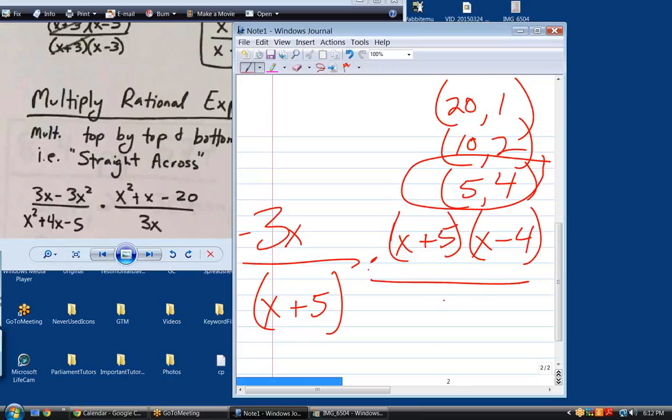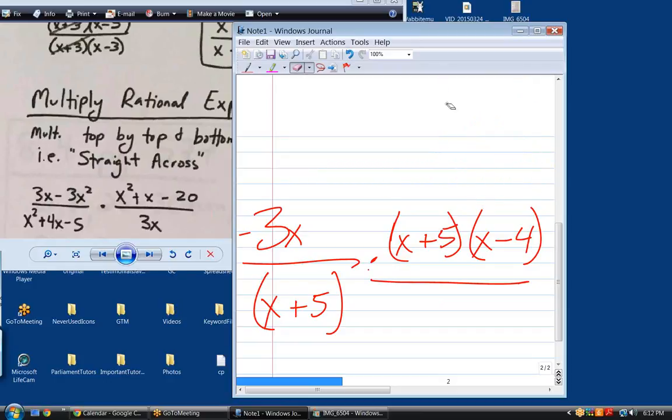Okay, so even before I go any further, I can see that I'm going to be able to cancel that x plus 5 with this x plus 5 down here. So let's just do it before we even look at the denominator. Now, it's important to know that when you cancel those, you replace them with a 1. Right. Now we got 3x down there. That can't be factored. So what can I do now?